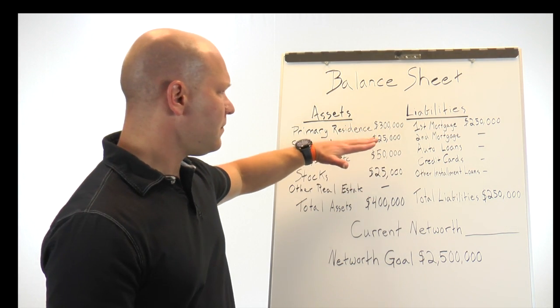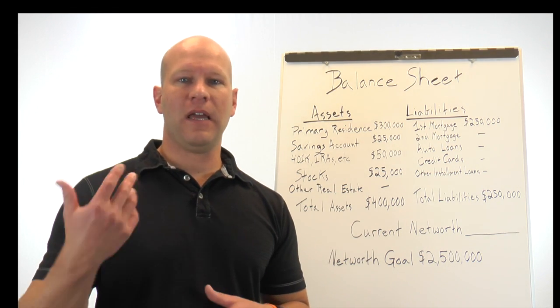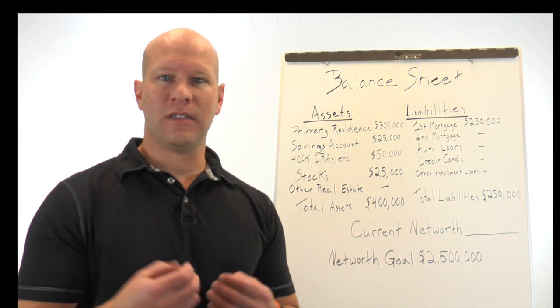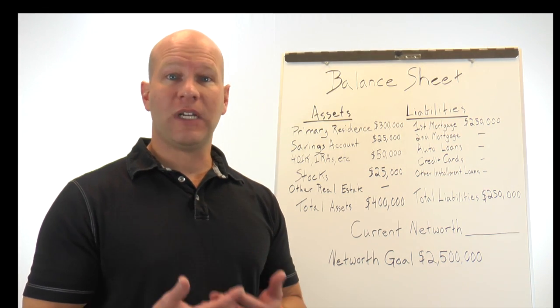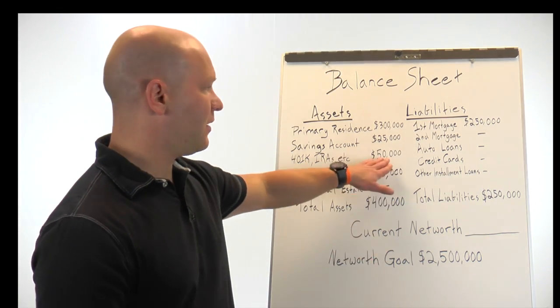And then we want to take, after that, all of our cash, okay? And that could be in several different accounts at the bank, but anything that's liquid, any of your liquid cash assets, those go here, and in this case we're going to have $25,000 of those.